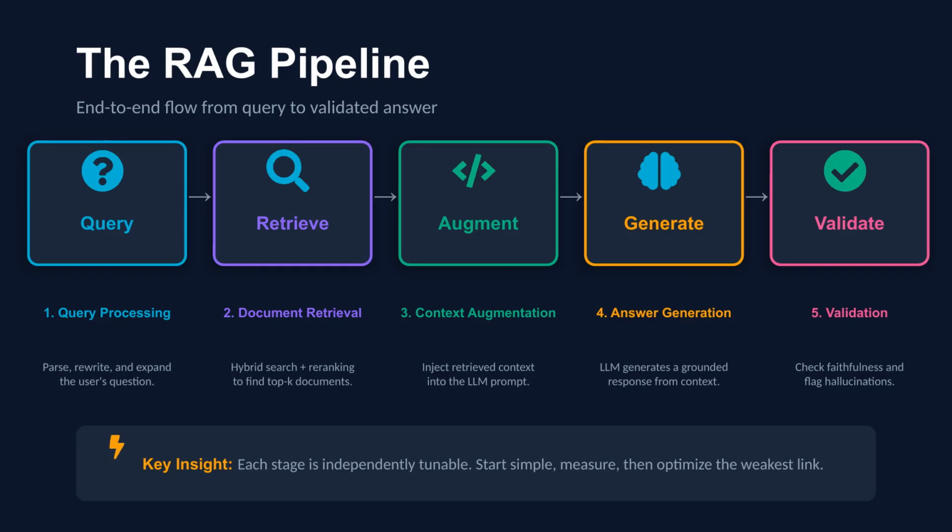The full pipeline has 5 stages. Query processing, parse, rewrite, and expand the user's question. Document retrieval, hybrid search plus reranking to find the top K documents. Context augmentation, inject the retrieved context into the LLM prompt. Answer generation, the LLM generates a grounded response from context. Validation, check faithfulness and flag hallucinations. Key insight, each stage is independently tunable. Start simple, measure, then optimize the weakest link.